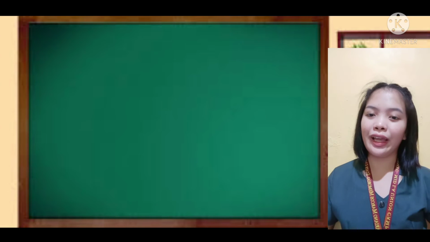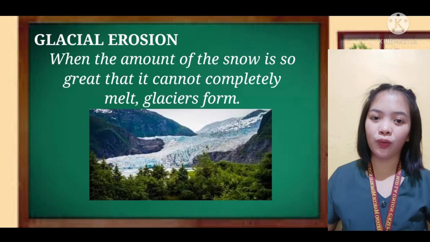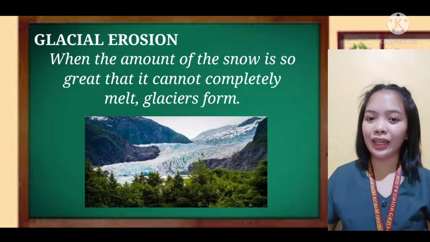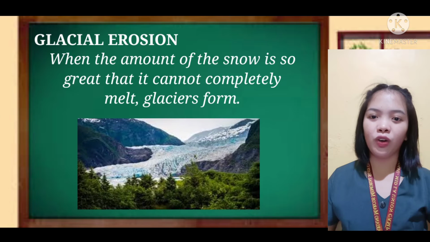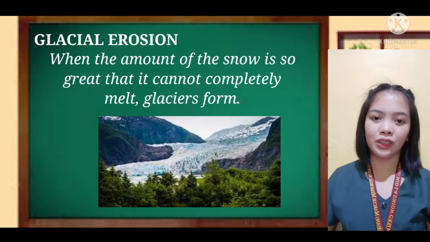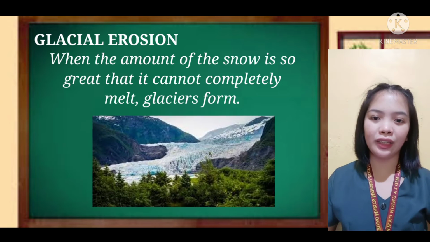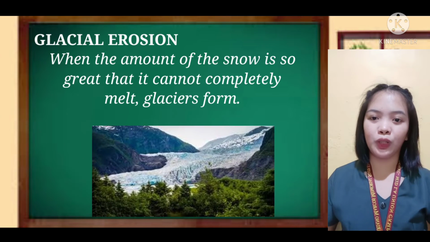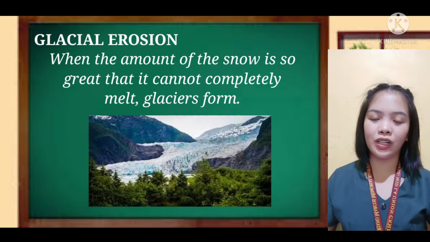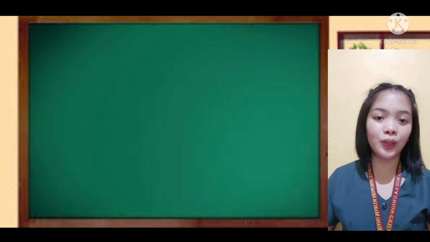Now let's proceed to the next one, the glacial erosion. When the amount of snow is so great that it cannot completely melt, glaciers form. As the layers of snow pile up, the weight on the underlying snow increases. Eventually, this weight tightly packs the snow underneath, forming glacial ice. The pressure on the ice at the bottom becomes so great that it partially melts. The entire ice mass starts moving and a glacier is formed. Those are some causes of erosion. Do you get it?